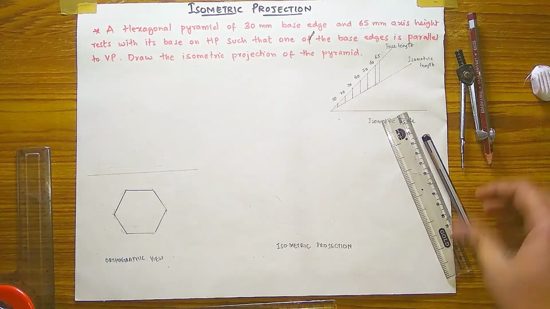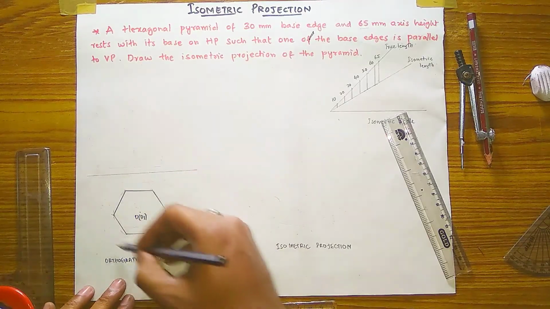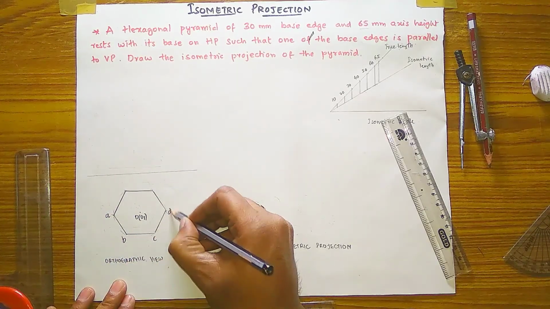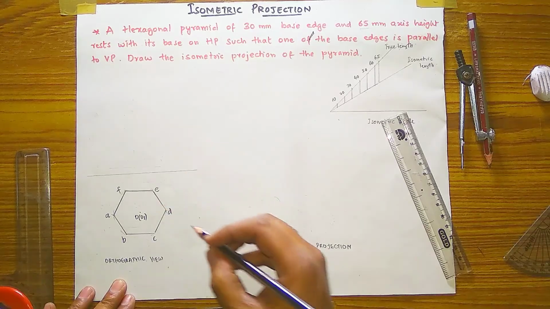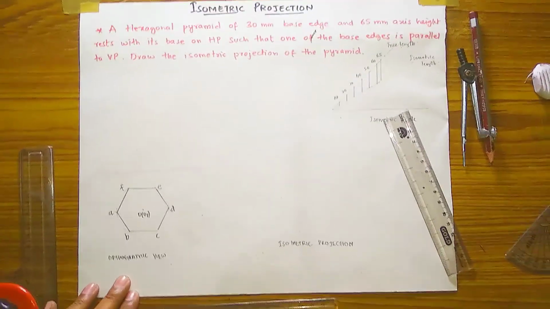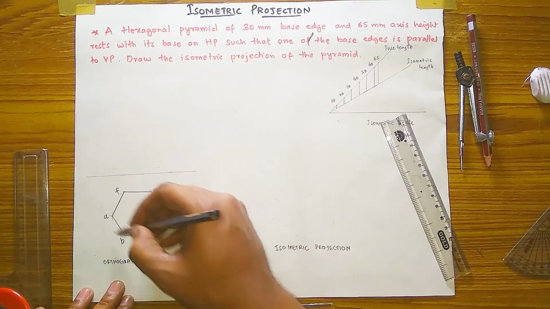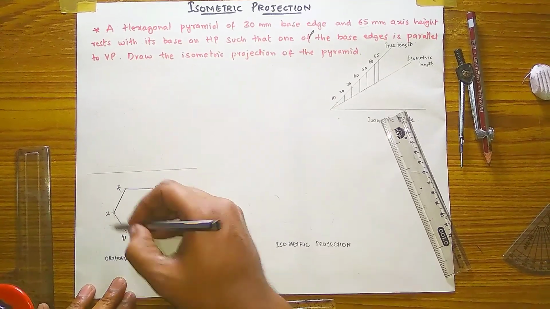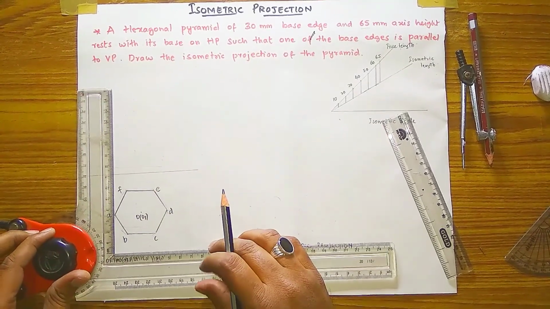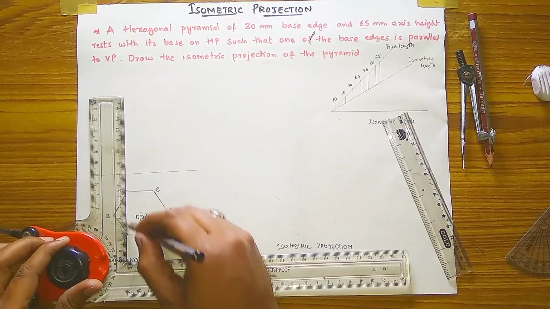Then the center of this hexagon is O1, and you have to label this hexagon A, B, C, D, E, F. For the pyramid you have to do single labeling. If it is a prism, you have to do double labeling. And after this labeling, you have to draw the projection line from each point to the XY line like this.